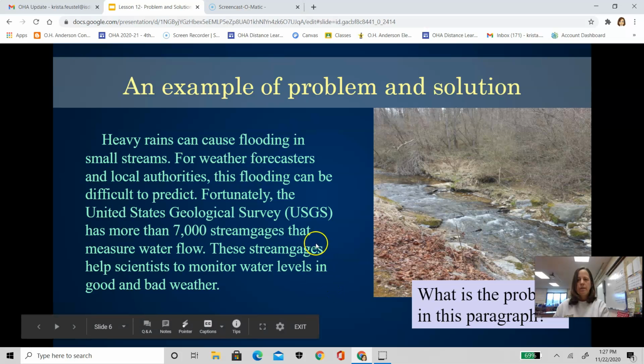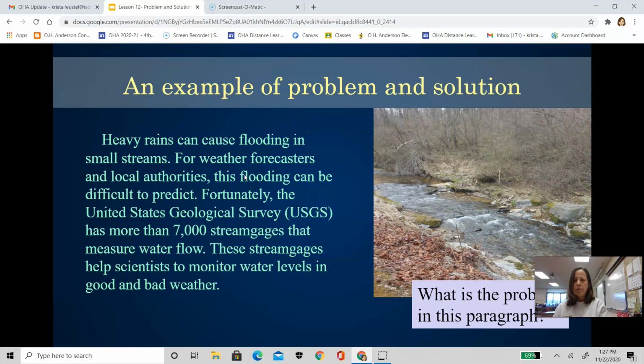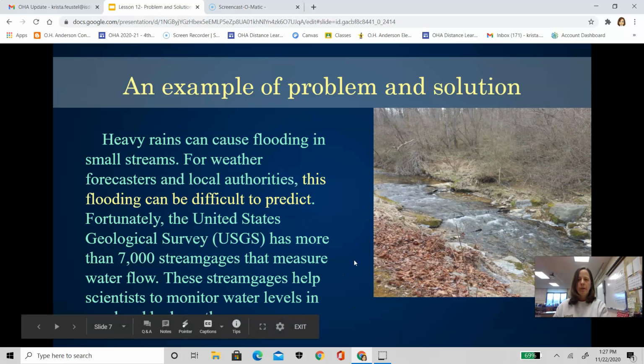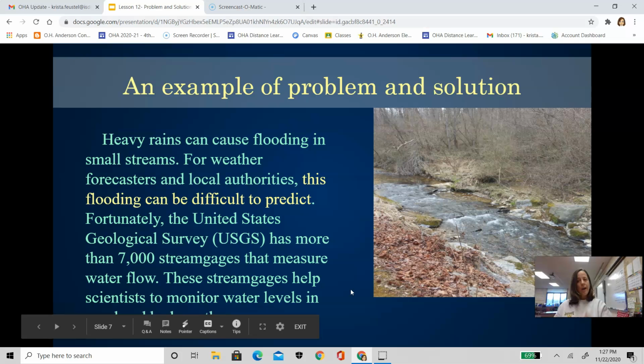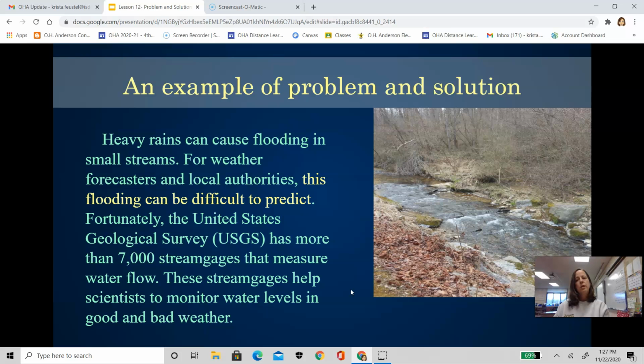Let's see. It seems like they're having trouble predicting flooding. So I'm going to guess that for now. It looks like for weather forecasters and local authorities, this flooding can be difficult to predict. Okay, so I'm looking at difficult. That seems like it might be a problem. Let's see what the answer is. All right. Oops, I'm going to go back one slide. We missed that. There we go. And we were correct. This flooding can be difficult to predict. So the problem in this passage is that forecasters are having trouble predicting flooding.